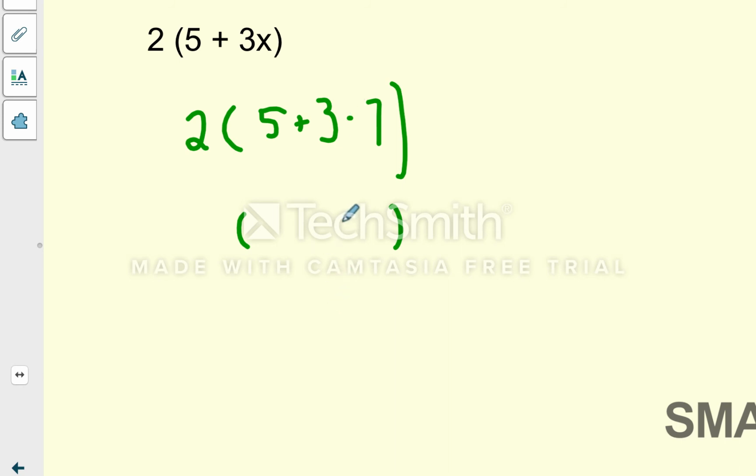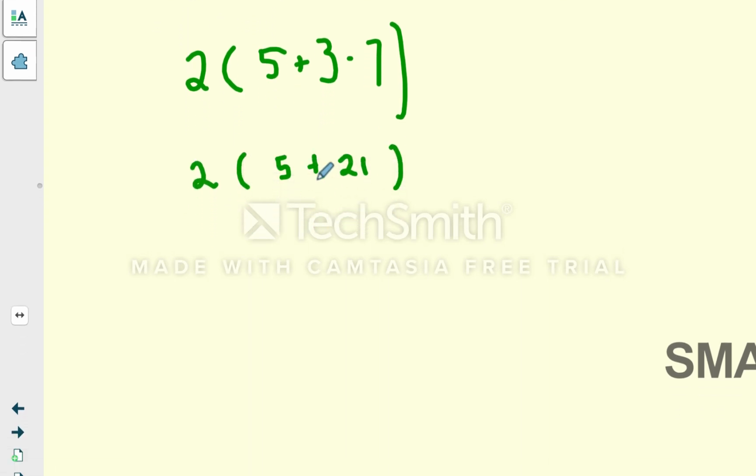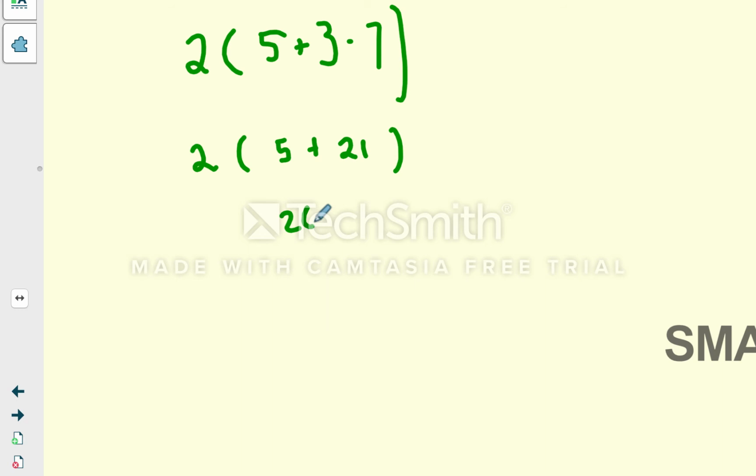What do you think you'd do first, addition or multiplication? You should multiply if they're both in parentheses. And then I get 5 and 21 in parentheses. And so I would add those together. That's 26. And then 26 times 2.